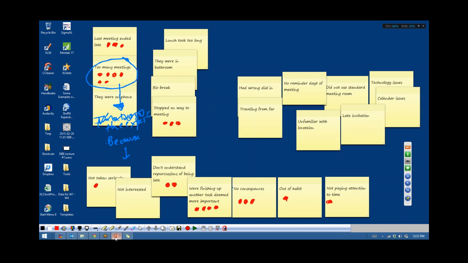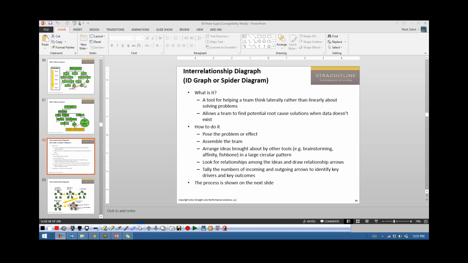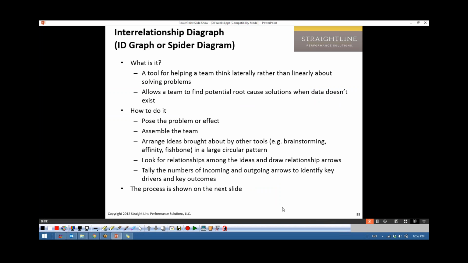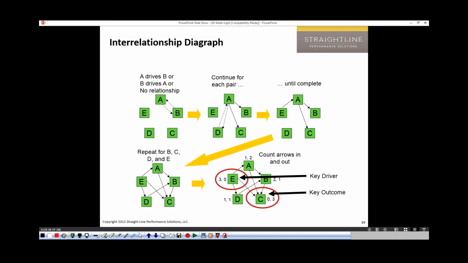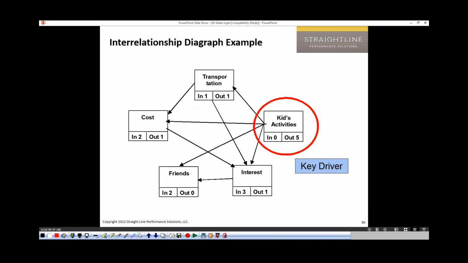Okay. I am going to leave the last one for you to read, but it's an interrelationship diagram, or a spider diagram. I don't find too many teams using this, but it's actually a decent tool for helping a team think laterally about a problem rather than linearly solving it. The idea is that you take every one of your affinity categories. These are the affinity categories.